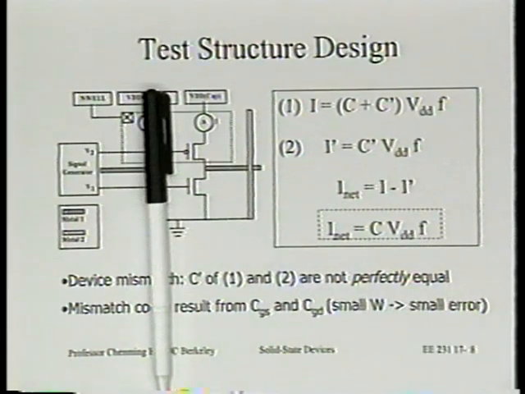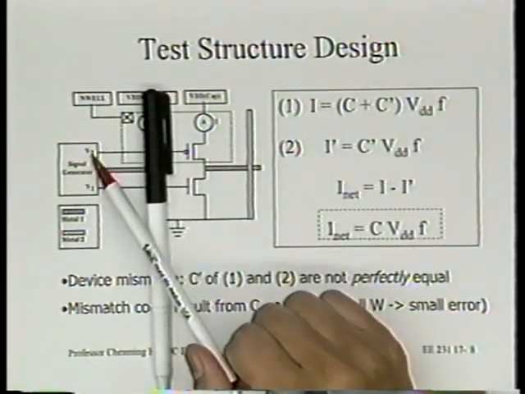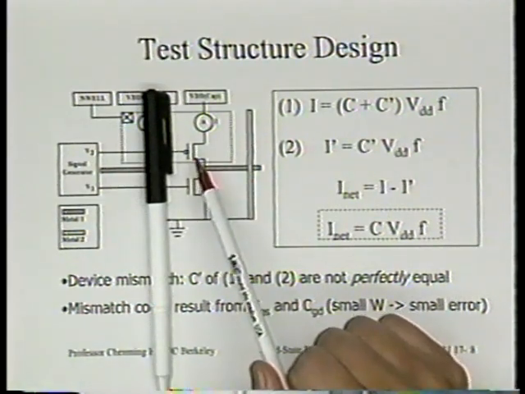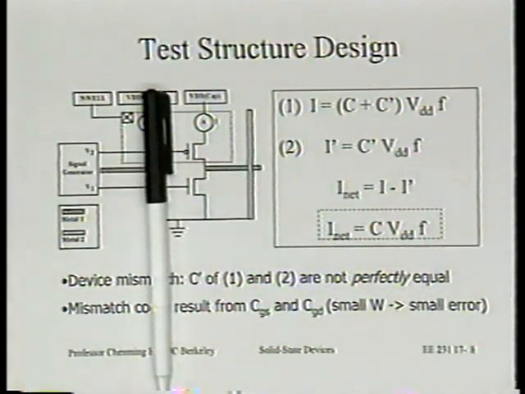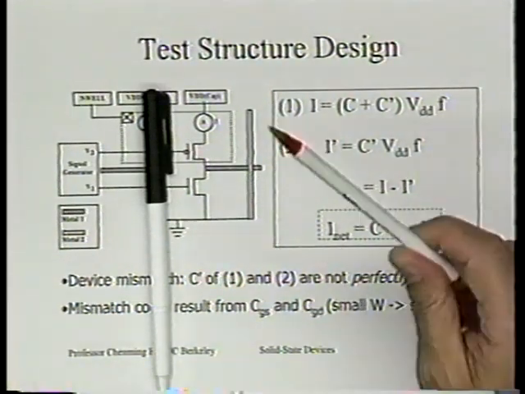Now how does it work? It works this way. Let's say first you use a clock, V2, that goes on, high and low a little bit maybe.